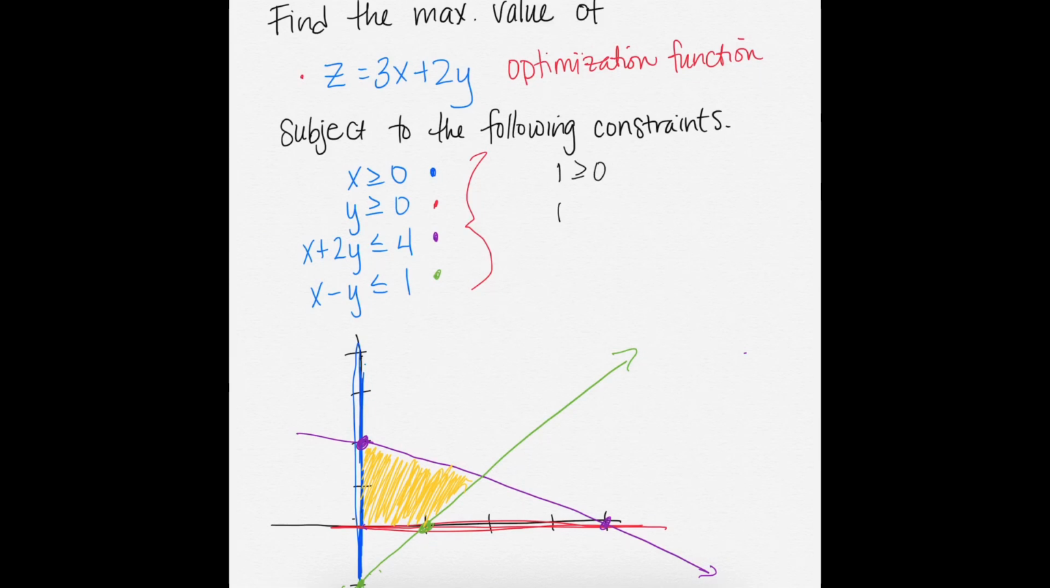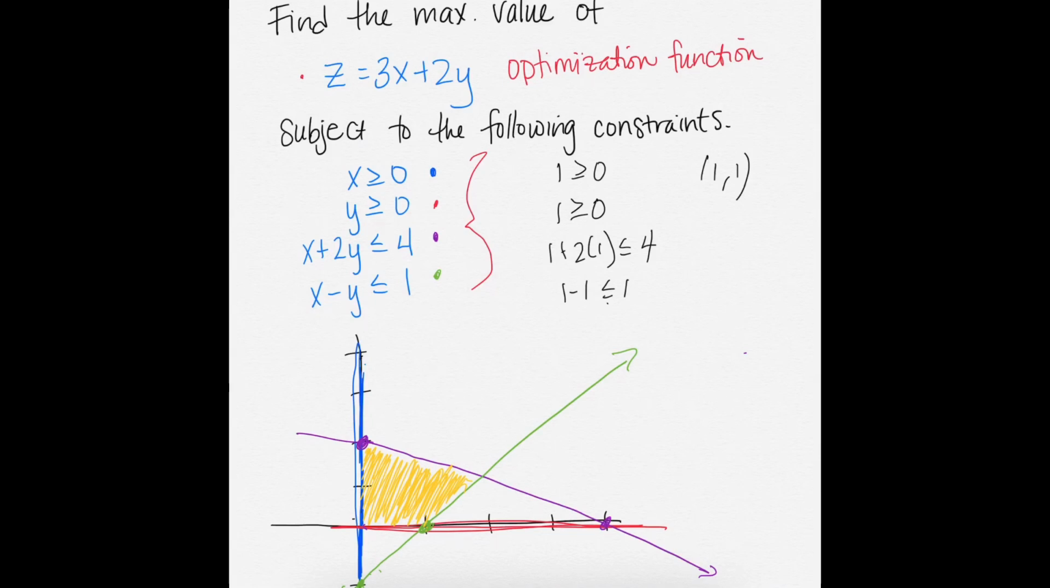You could test 1 is greater than or equal to 0, true. I'm testing the point 1, 1. 1 is greater than or equal to 0, true. 1 plus 2 times 1 is less than or equal to 4. That's 3 is less than 4, true. 1 minus 1 is less than or equal to 1. 0 is less than or equal to 1, true. Okay, so that's clearly our section.